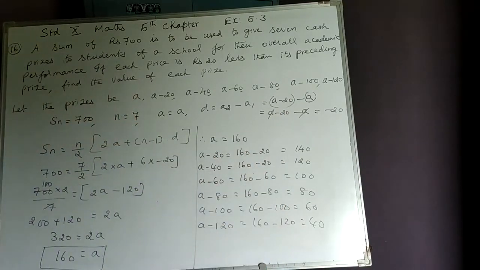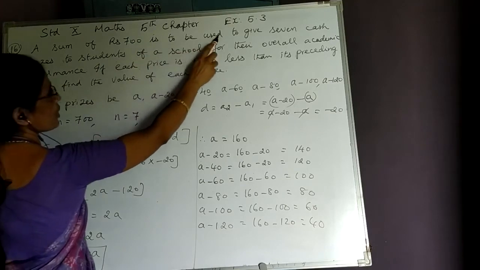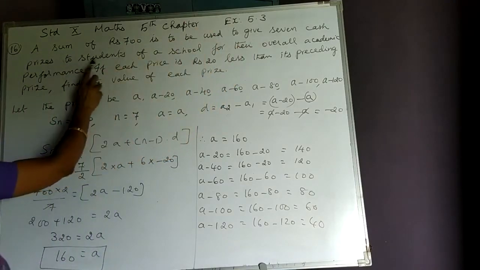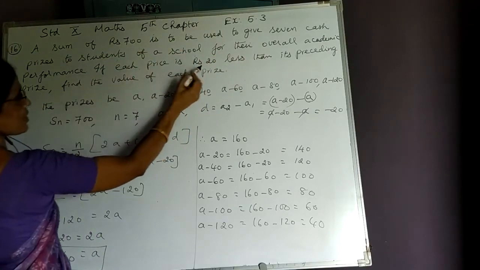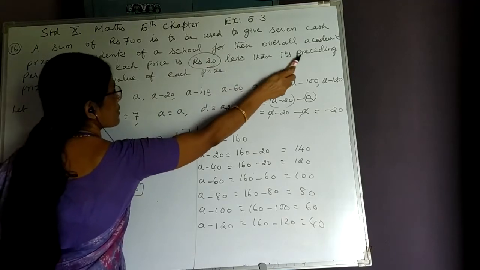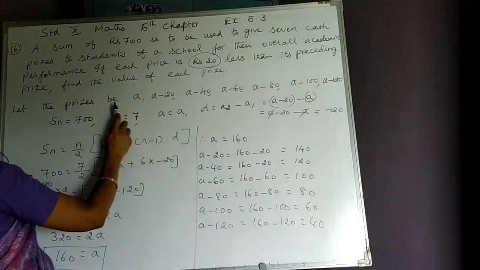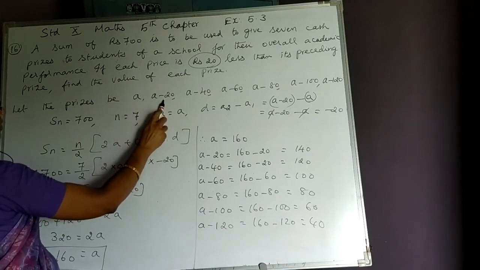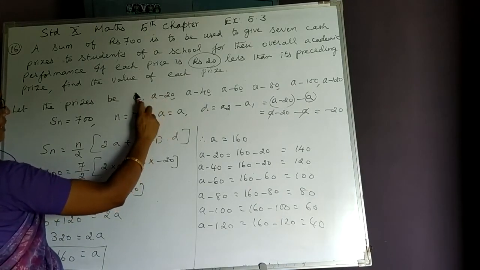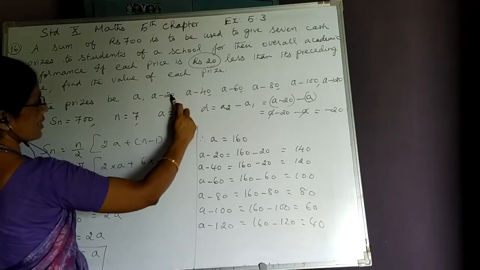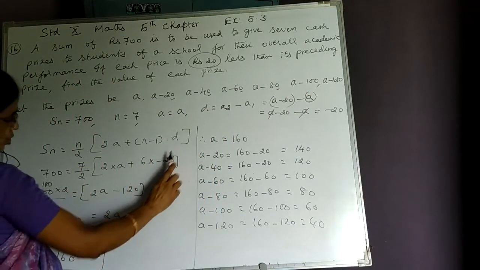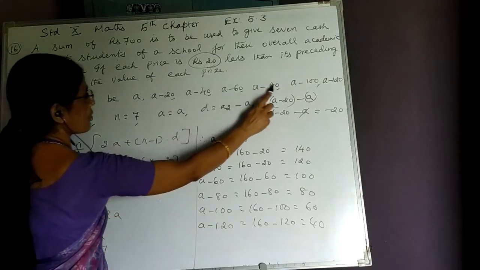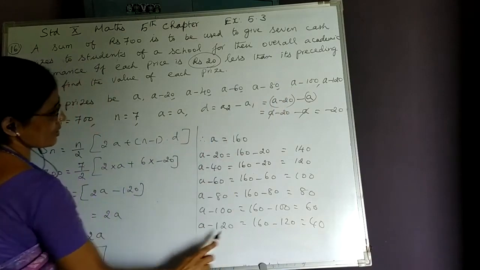These are the 7 prizes. Hope you understood. I will read the problem again. A sum of rupees 700 is to be used to give 7 cash prizes to students of a school for their overall academic performance. If each prize is rupees 20 less than its preceding prize. Therefore, if we assume the first prize is A, the second prize is what? A minus 20, 20 less than its preceding. This is 20 less than its preceding. Like that we have taken 7 terms. Then we have used the Sn formula. We got the value of A. A is substituted in the 7 terms we have taken and we got all the 7 prizes.